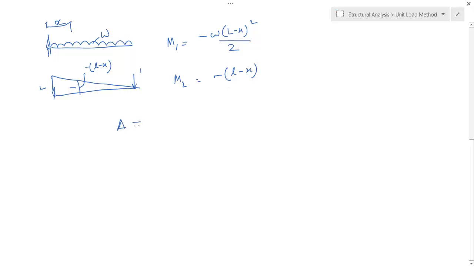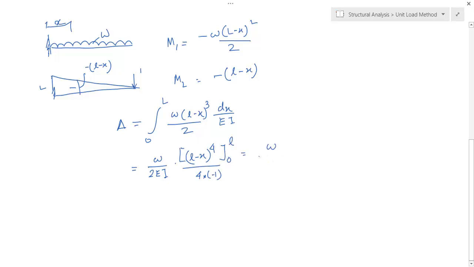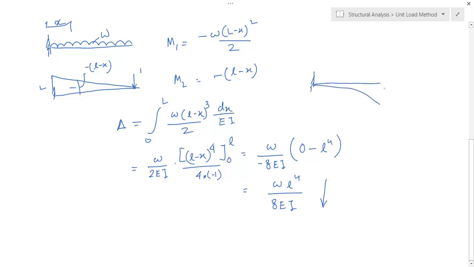So what is the deflection? We get W L to the power 4 by 8 EI. It is positive, so it means it is in the direction of the applied loads. So the deflection of the beam at this point is W L to the power 4 by 8 EI.